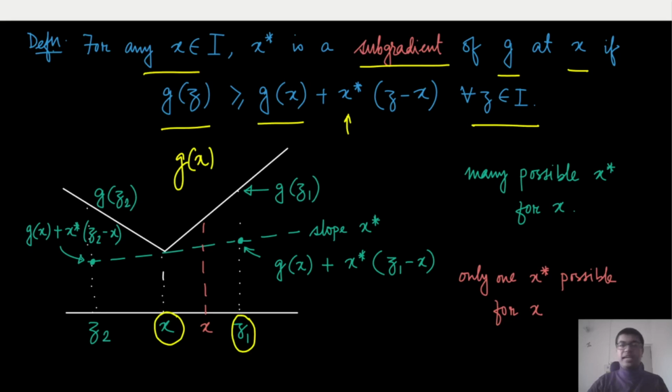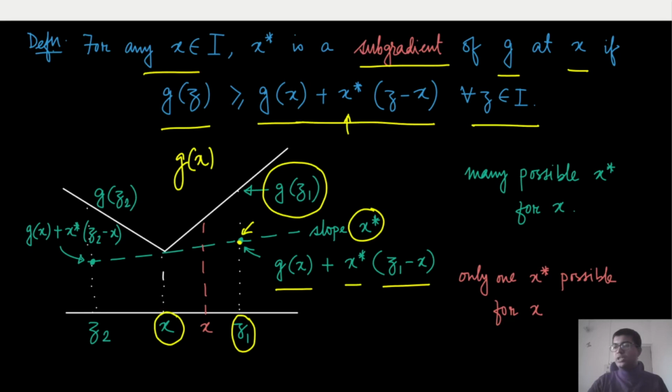Suppose we have also fixed this x star, which is the slope of this green dotted line. Now this point is nothing but g(x) plus x star multiplied by z1 minus x. So this is the standard thing: you have z1 minus x multiplied by the slope x star, and then you get this point. What the subgradient is telling you is that the value of the function at z1 should lie above this point, this combination here.